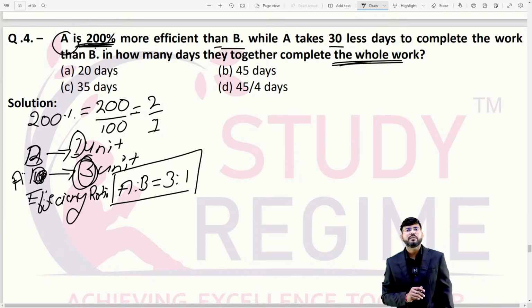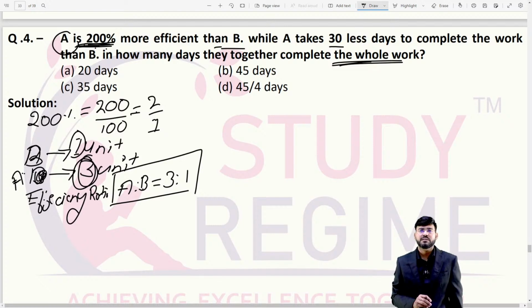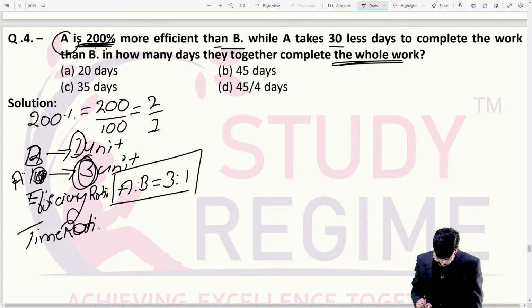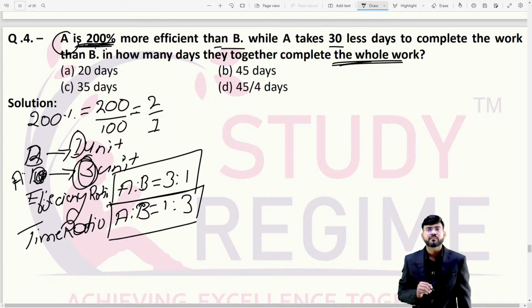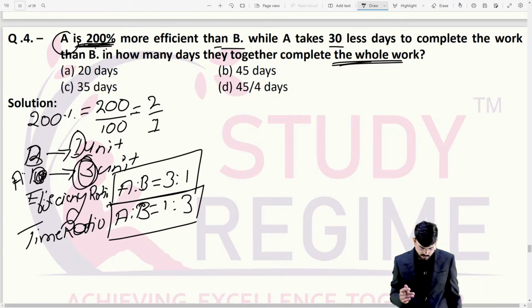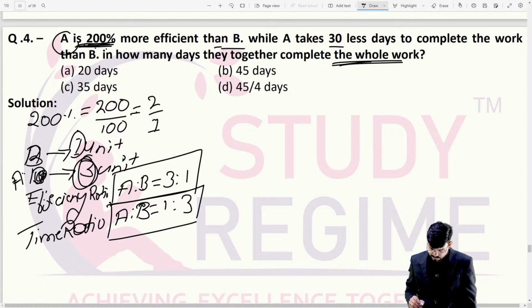Since this is the ratio of efficiency, I have already told you that the person who is more efficient will take a lesser amount of time to complete the work. The efficiency ratio is 3:1. So let me take the time ratio. The time ratio of A to B will be just the opposite, 1:3. Got the point? Efficiency ratio is 3:1, so the time ratio will be 1:3, opposite. Since A is more efficient than B, what is the difference?